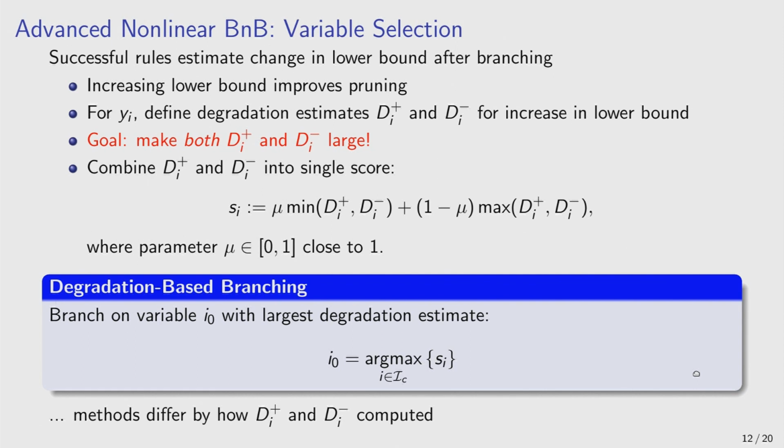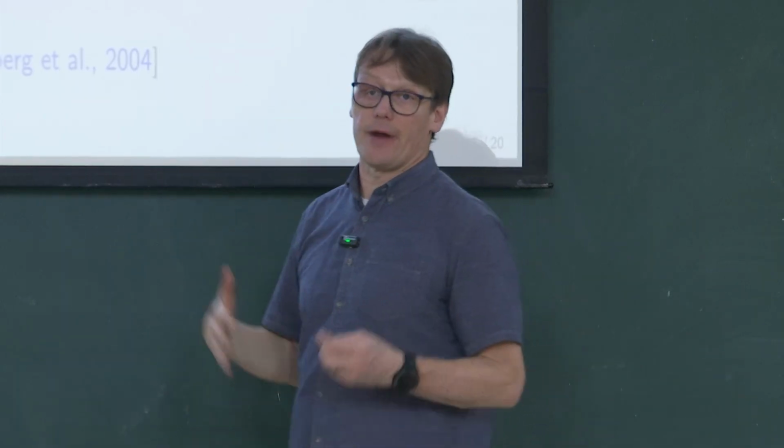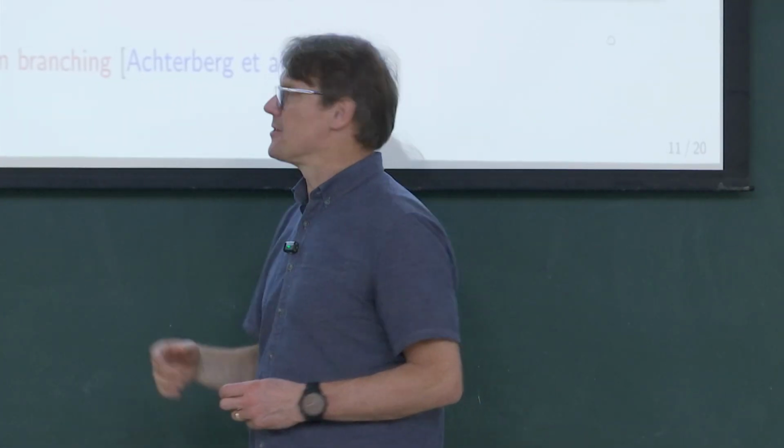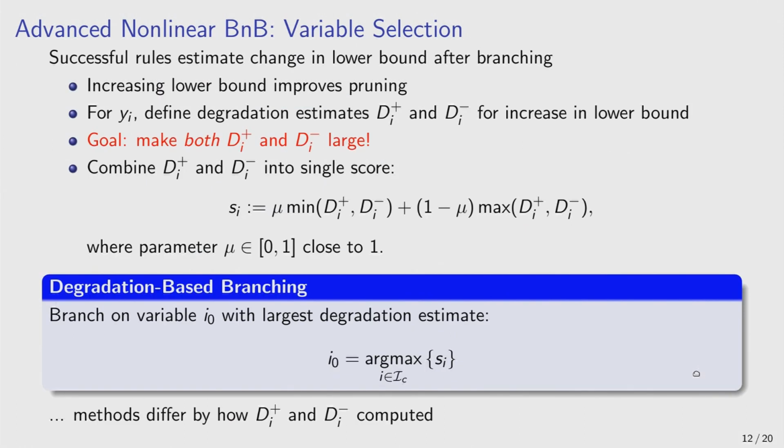So, another way of looking at this rule is that it picks the variable that's closest to the halfway point between two integers. And that seems like a sensible thing to do, right? Things that are near 1 or near 0, you might not want to branch on. This seems like a sensible thing to do, but it's really a terrible idea. So instead, good rules estimate the change of the lower bound that you get out of making this branching decision. And so this requires a little bit more work or computational effort in order to get this information.